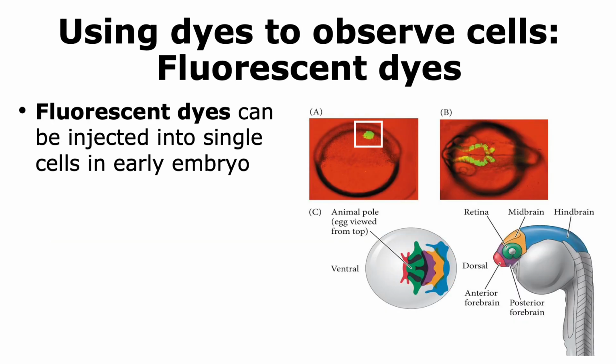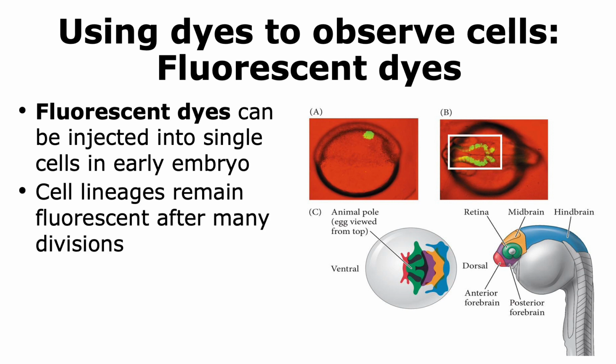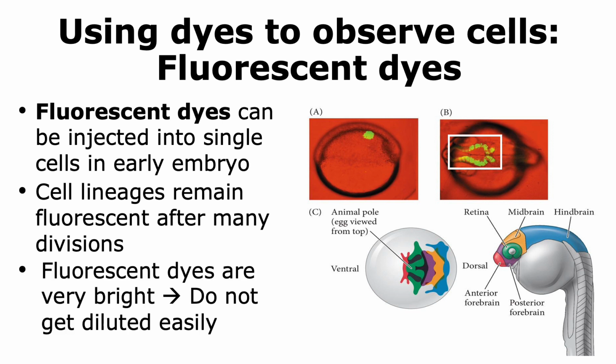Fluorescent dyes are much brighter than vital dyes and can be injected into the single cells of an embryo. These single cells can then be monitored during the process of development to determine what cell lineages they form, because these cell lineages remain fluorescent after many cell divisions, as shown in the figure below.